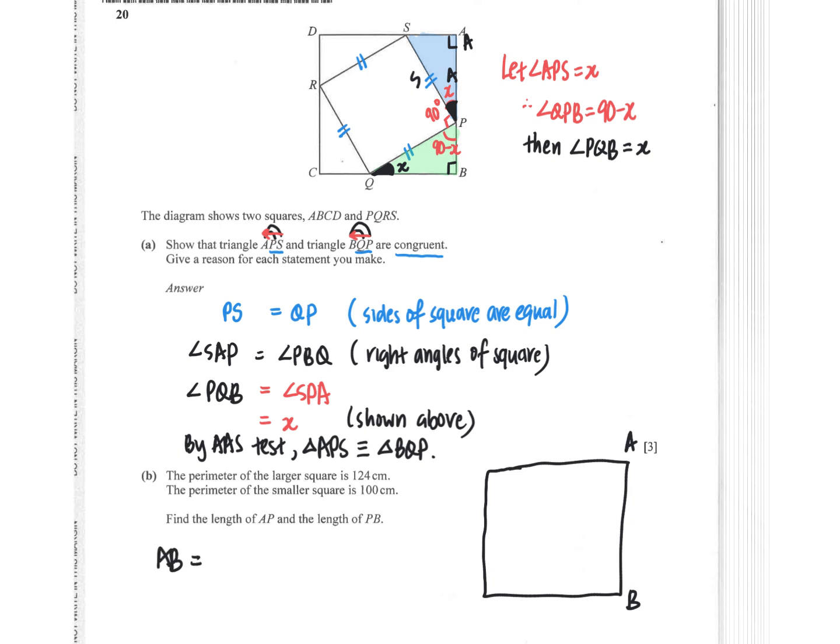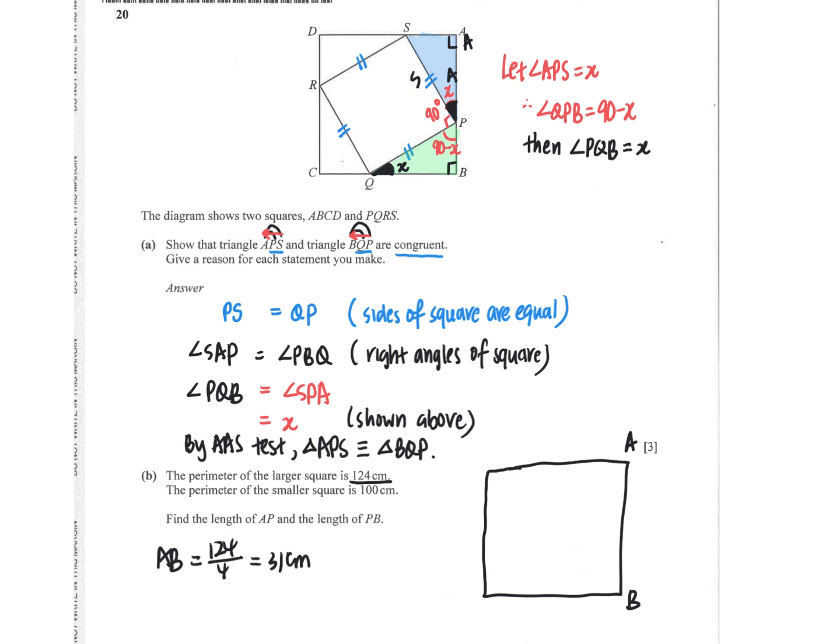To find the length AB, perimeter of a square is 124. So you divide by 4, is 31. So actually this whole length here is 31 cm. Then the other one is if I cut this up, SP. The length SP is 100 divided by 4. So this is 25 cm. This part here is 25 cm.